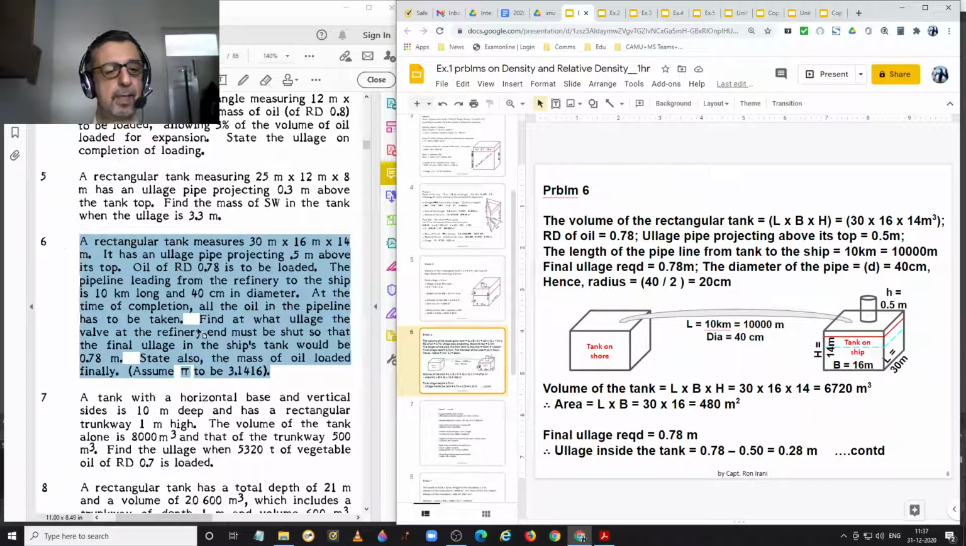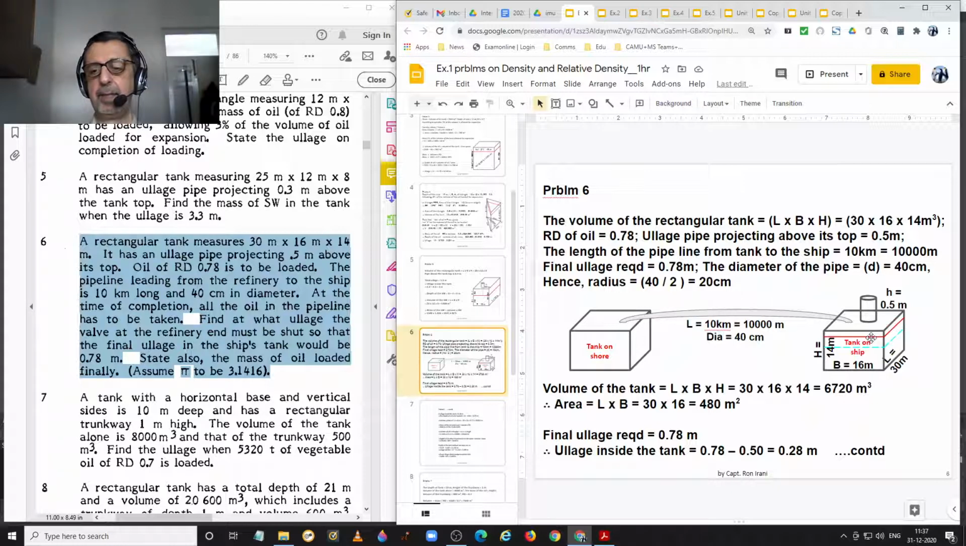Find at what ullage the valve at the refinery end must be shut, so that the final ullage in the ship's tank would be 0.78 meters. The final ullage required in the ship's tank is 0.78 meters.